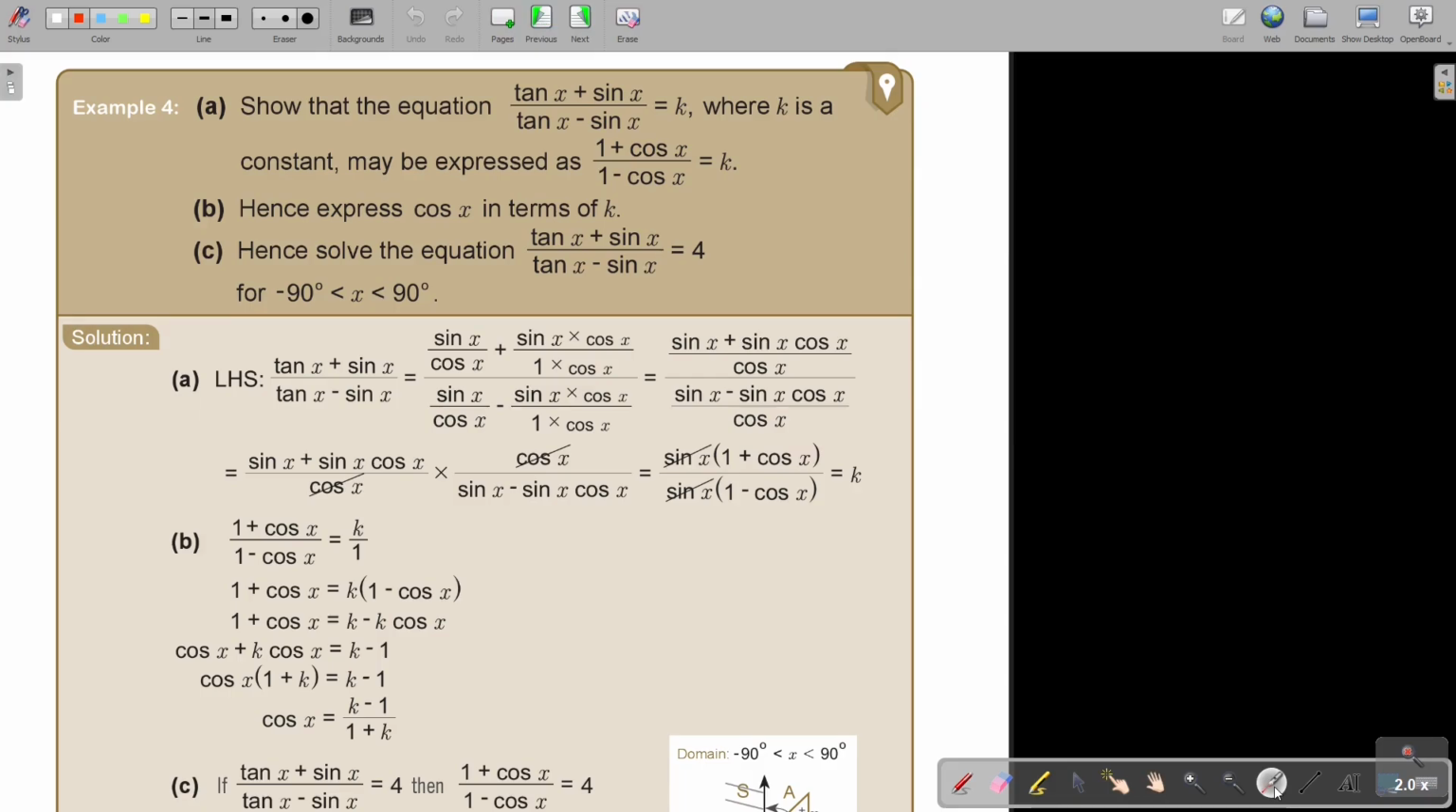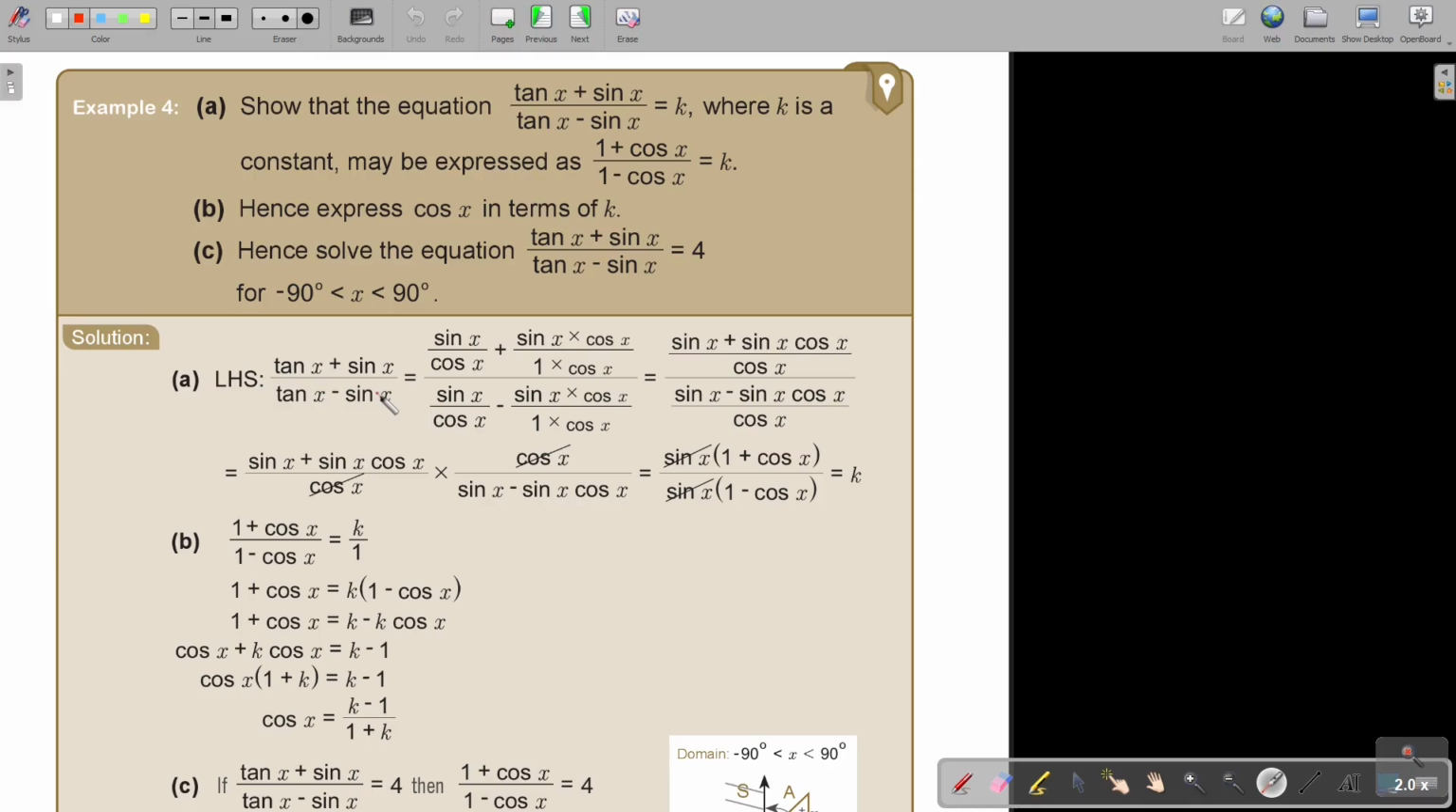Show that the equation (tan x + sin x) over (tan x − sin x) = k, where k is a constant, may be expressed as (1 + cos x) over (1 − cos x) = k. Let's start with the left-hand side. Not the easiest, maybe a bit long, but usually if you don't know what to do, break everything up into sin and cos.